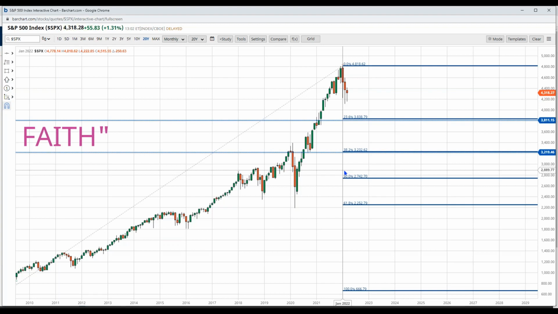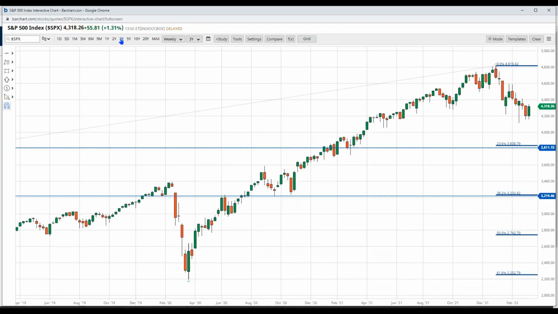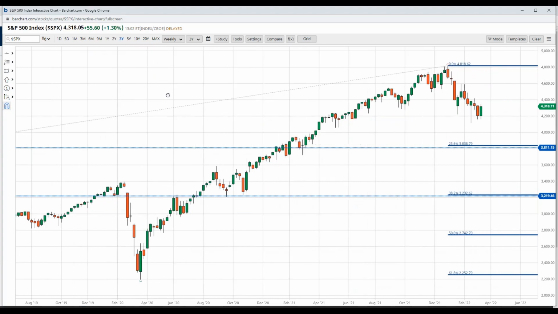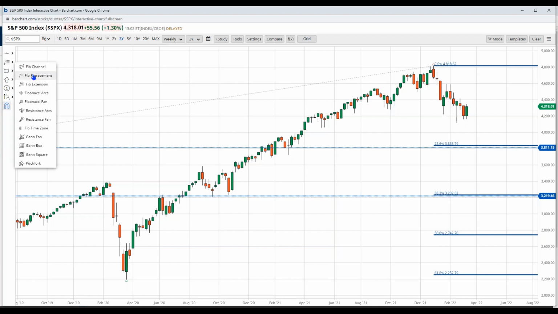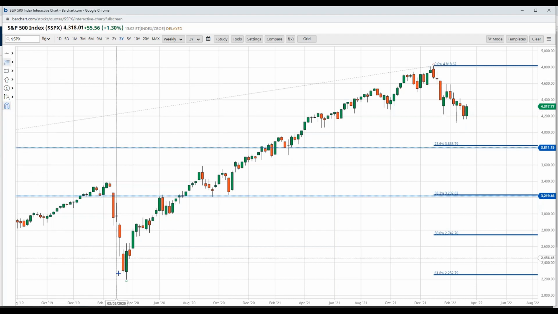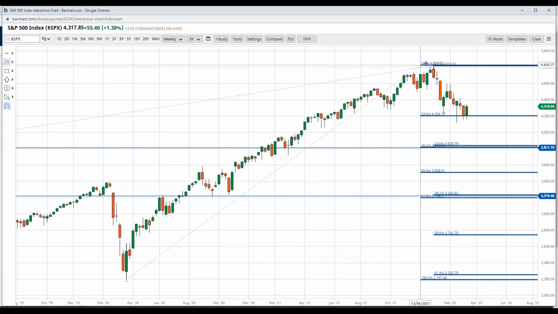All right, let me check my notes here. Okay, so let's do this. Let's change our time frame. I'm going to go to a weekly chart now. And again, I'm going to just draw my retracements. I'm going to go from the COVID low back in March. And again, I'm just going to use that high.